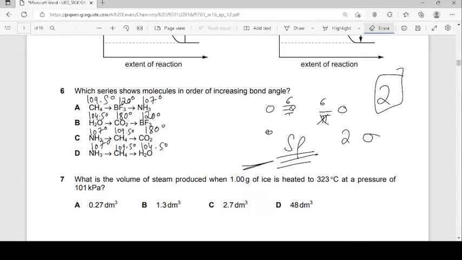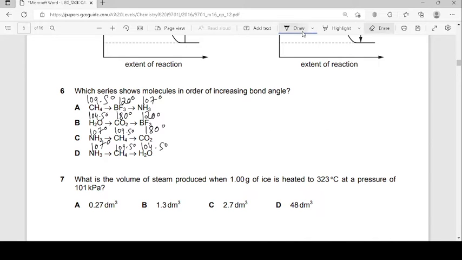So now that I've written all the bond angles, if you're in the exam and you can eliminate options, that's good, but I'm doing it for explanation, so I'm taking my time.